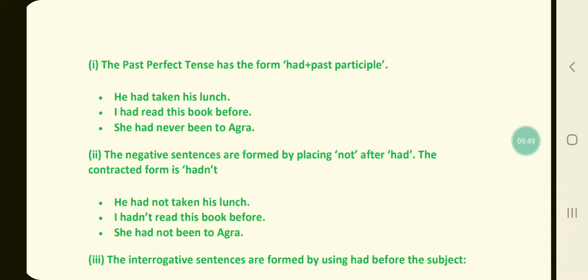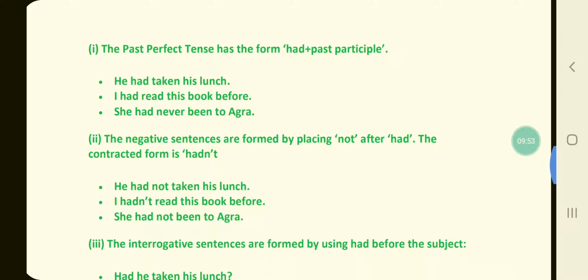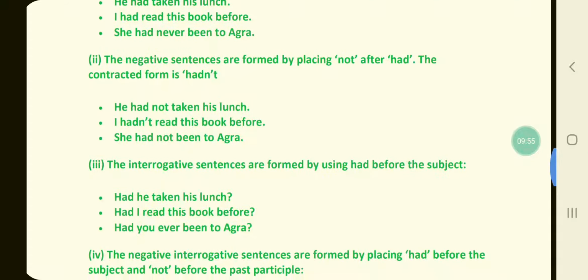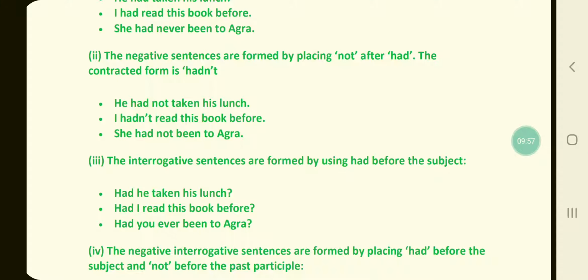Example, he had taken his lunch. She had never been to Agra. Similarly, the negative sentences are formed by placing not after had. The contracted form is hadn't. He had not taken his lunch. I hadn't read this book before.